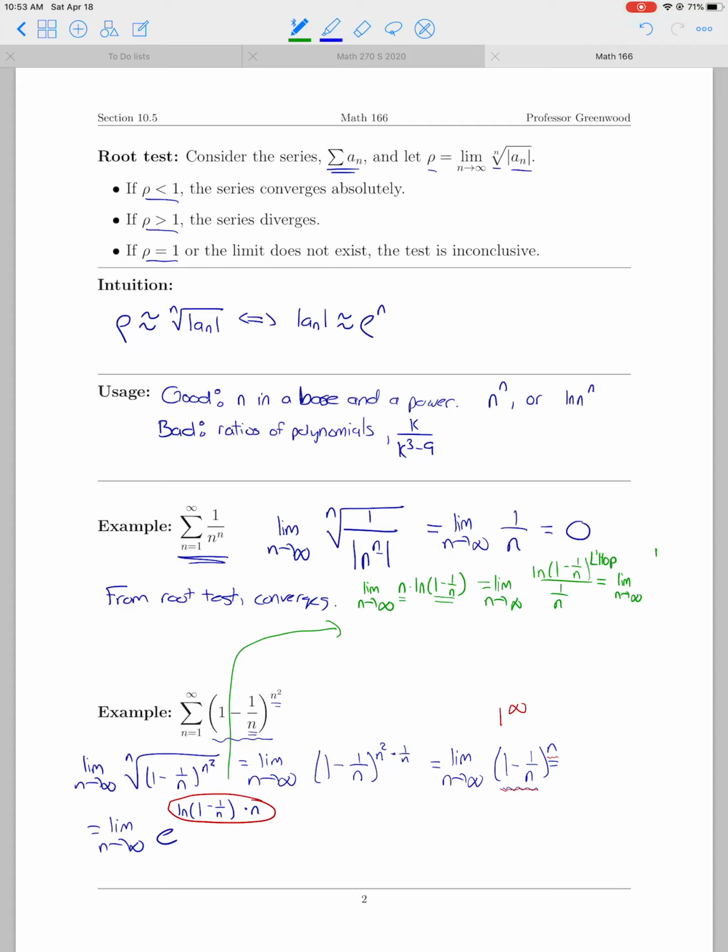So the derivative of the top is 1 over (1 minus 1 over n), and then I need to multiply by the derivative of what's inside because of the chain rule. And so the derivative of what's inside here is the derivative of a minus 1 over n, which ends up giving me a positive 1 over n squared. In the denominator, the derivative of 1 over n is minus 1 over n squared.